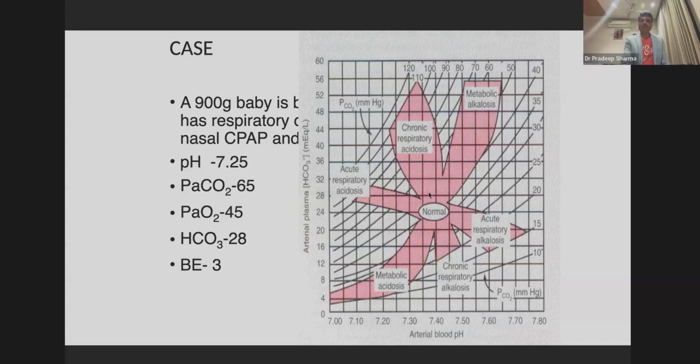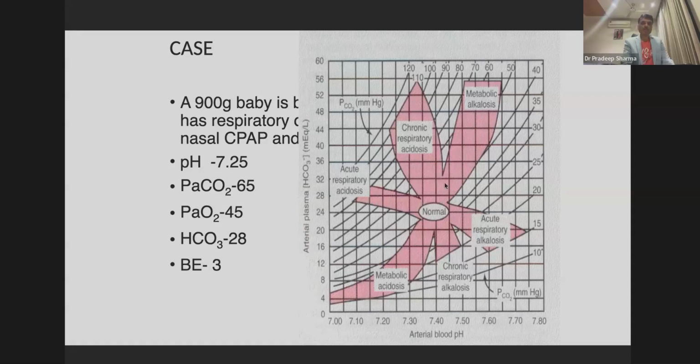You see this leaf has 6 limbs. Okay, 6 leaflets. They are the pure disorders where you have chronic and acute respiratory acidosis, you have chronic and acute respiratory alkalosis, but you have only metabolic acidosis and metabolic alkalosis. They are not acute or chronic. So 6 limbs are the pure disorders.